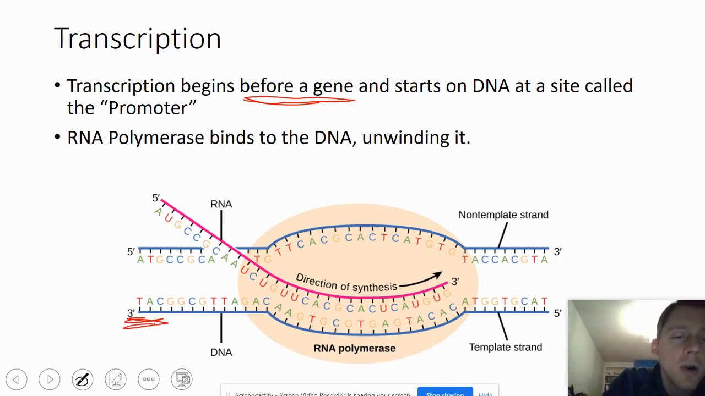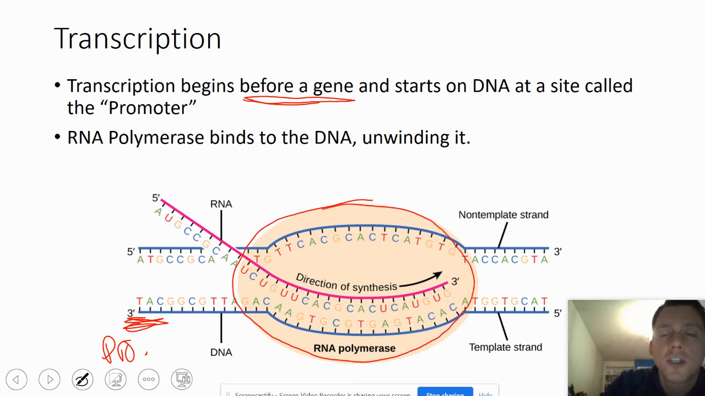So over here on the DNA, this is the promoter. This is where the DNA sequence tells RNA polymerase, this big orangish blob, this enzyme, to bind back here at the promoter. And RNA polymerase does two important things. Number one, it unwinds the DNA. So notice how that DNA gets unwound.